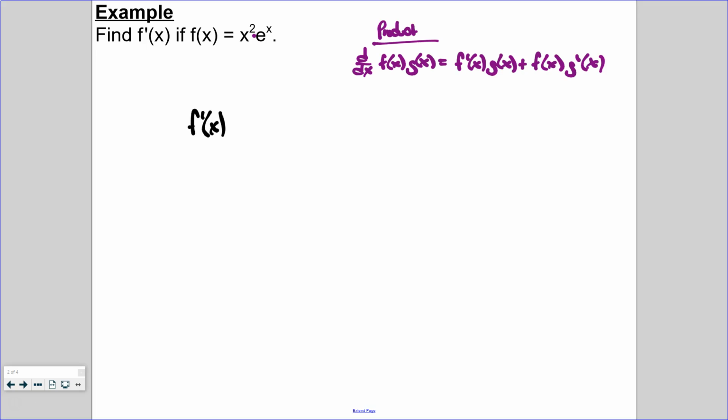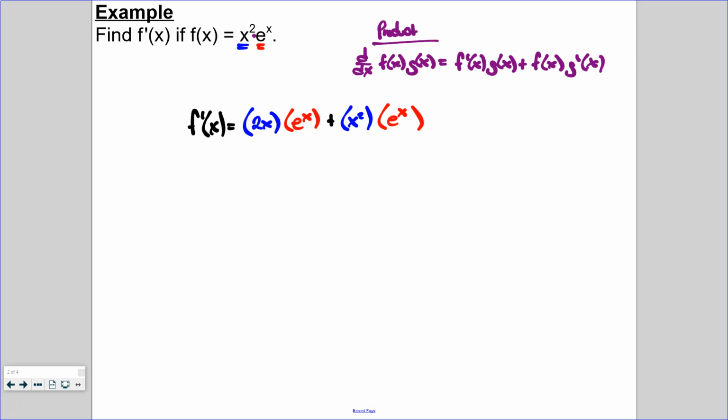So f prime of x then is going to equal, I'm going to call x squared my first function, or f of x, and I'll call e to the x my second function, g of x. So product rule says we take the derivative of the first function, which is 2x. We're going to leave the second function alone, which is e to the x, plus the first function untouched, which is x squared, times the derivative of the second function, and as we know, the derivative of e to the x is just e to the x.